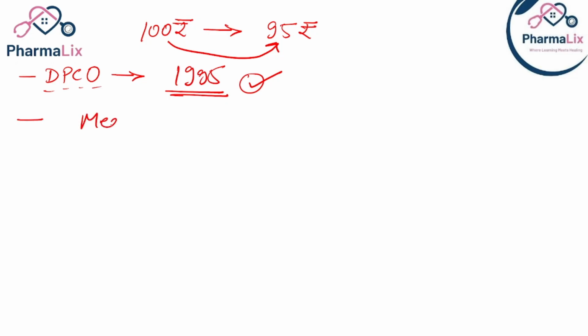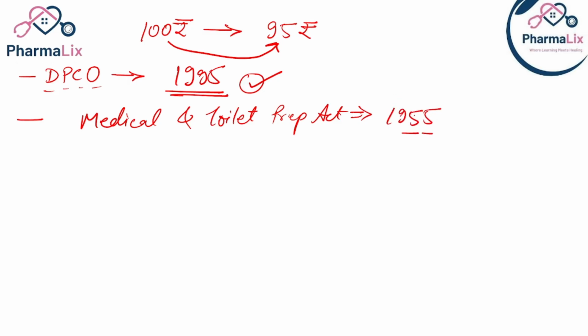Then we have the Medical and Toilet Preparation Act. The Toilet Preparation Act came in 1955. So whenever we go in the washroom, it seems very pachpacha. What is pachpacha? It is very wet. So wet in Hindi is called pachpacha. So that is how we can remember 55.